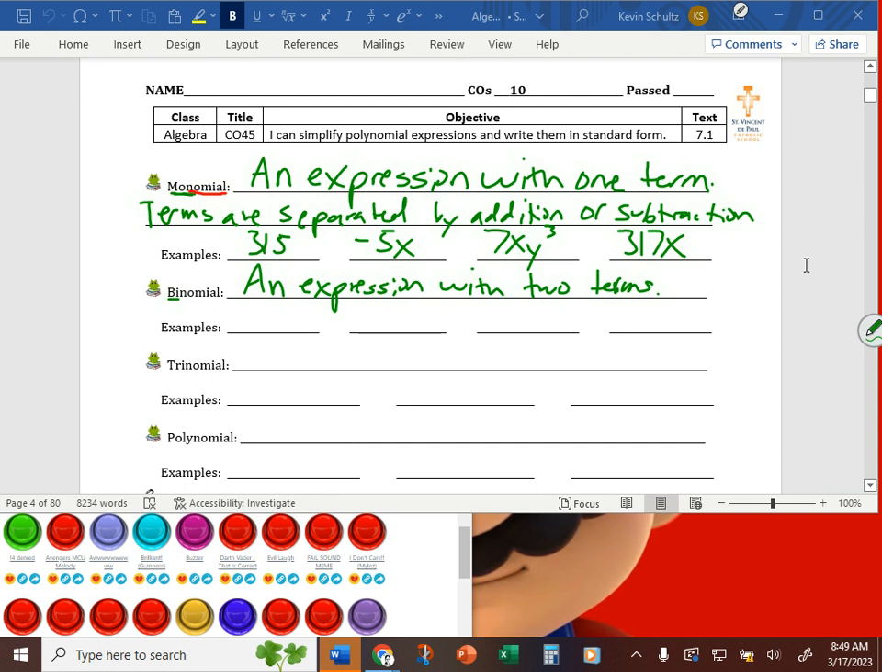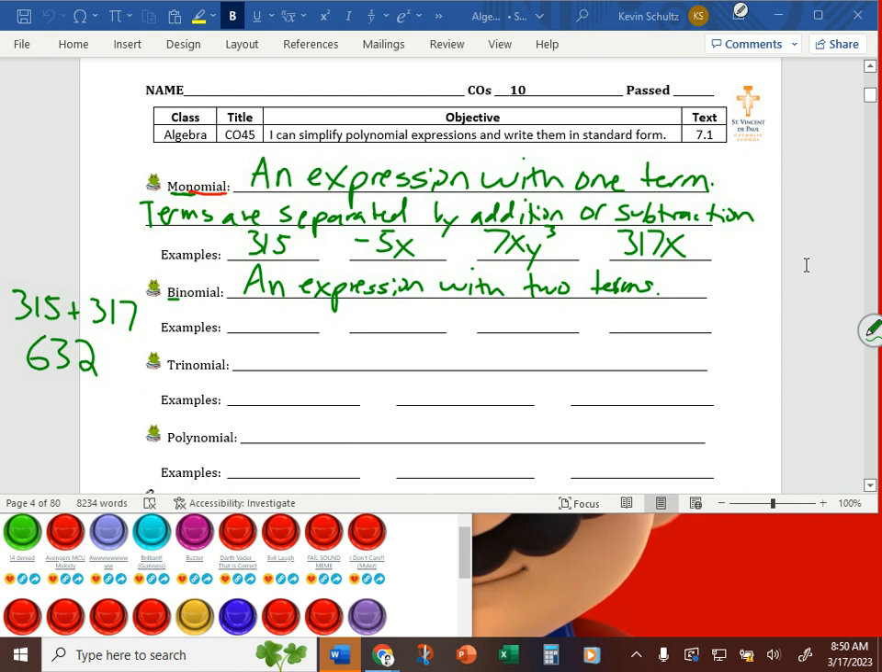What are some examples of binomials? Polzinski. 315 plus 317. So 315 plus 317 is interesting because even though it's two terms in the expression, they are separated by addition because they're like terms and can be combined. Technically, we would simplify this to be the monomial expression of 632. So if you want to use 315 and 317, all you need to do is add something to it to make them not like terms. What would you do?